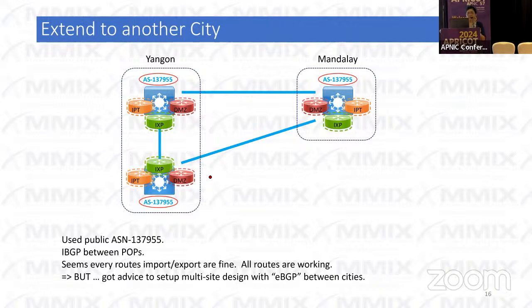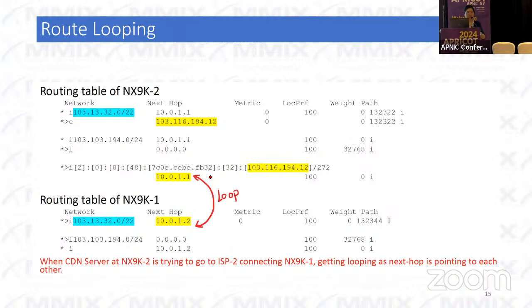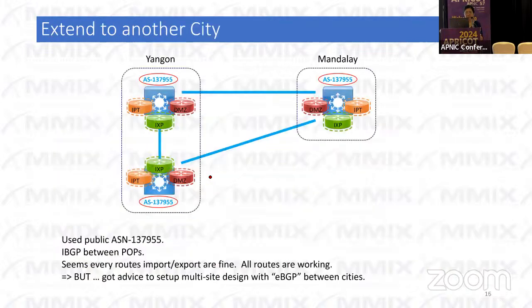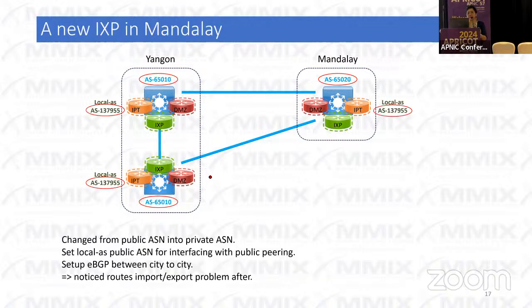All routes were working. But because of the previous problem, I got some advice from the Cisco team to solve this kind of problem. At that time, I was advised to set up a multi-site design. Multi-site design means it should be eBGP between cities. So I studied eBGP and planned to change my network topology to use eBGP. So we need more AS numbers. This is only one other city.